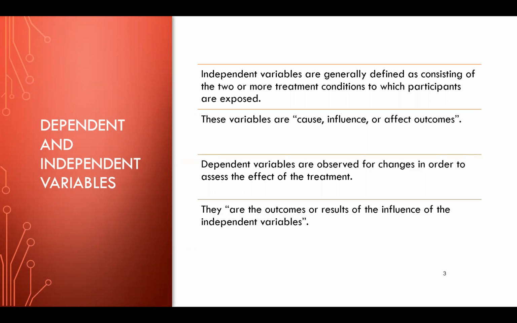So the independent variables are the variables that cause, influence, and affect the outcomes of the dependent variable. The dependent variables are the outcomes and the results that you want, which are influenced by the independent variable.